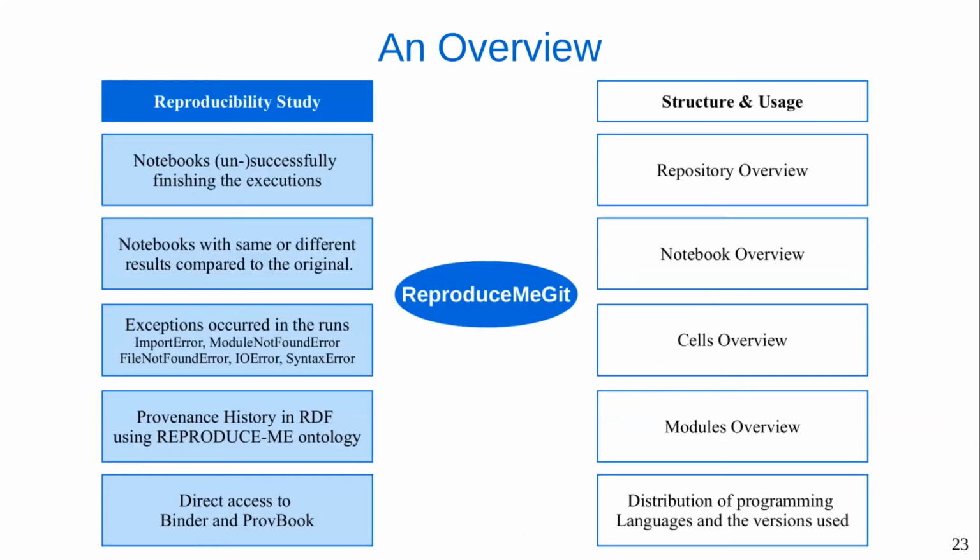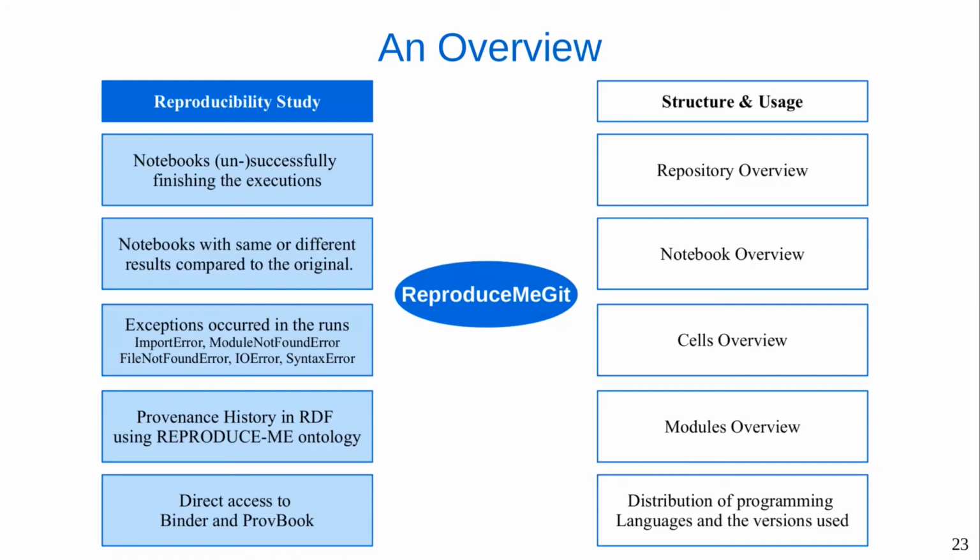So here we provide an overview of the features provided by Reproduce Me Git. This tool covers both reproducibility study and analysis of the structure and usage in notebooks. It provides the information of notebooks which successfully or unsuccessfully finished the executions. And out of the successfully executed notebooks, it provides information on the number of notebooks that had the same or different results compared to the original notebook. Now, for notebooks which failed to execute, the tool shows the exceptions that occurred in their executions.